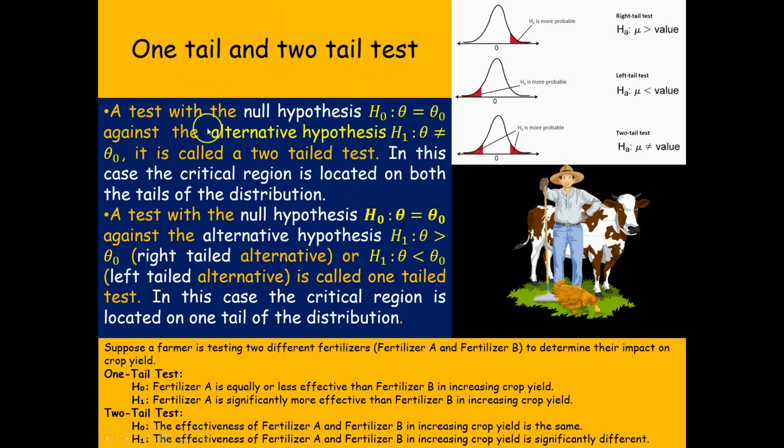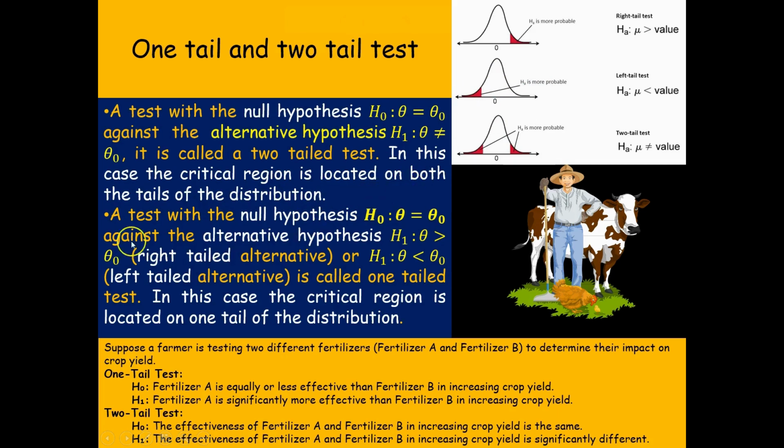It is very simple to understand these one-tail and two-tail tests. A test with a null hypothesis in this form against an alternative hypothesis is called two-tailed. In this case, the critical region is located on both tails of the distribution. So we might have both, or the right tail or the left tail. If the critical region is located on both, it is a clear case of a two-tail test.